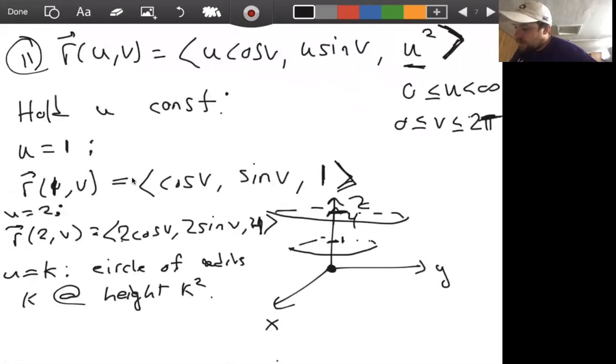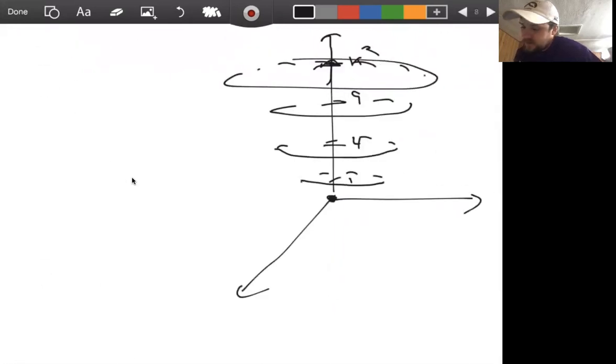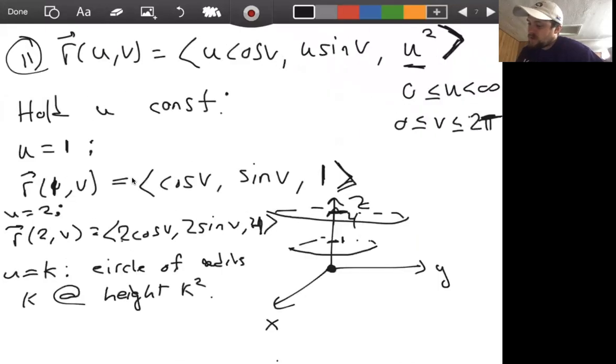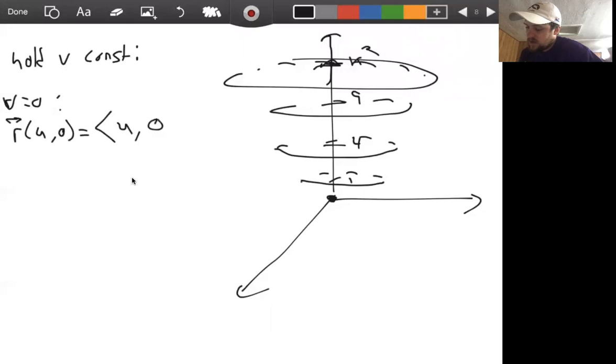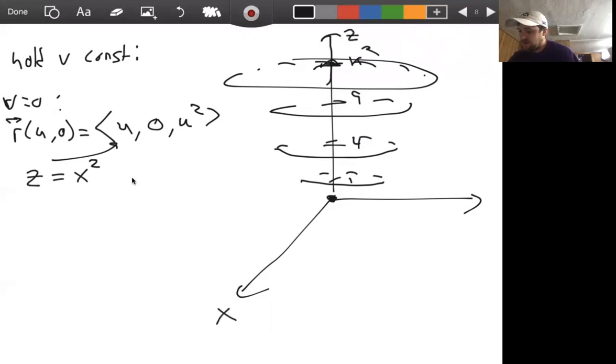And now, what if we hold v constant? So let's hold v constant. So if we had, let's say like v equals 0, well, then we'd have r of u, 0 equals, well, we have u cosine v and cosine of 0 is 1. So this would be u and then sine of 0 is 0, u squared. This is the equation z equals x squared, right? Because we have x equals u and then z equals u squared. And so that means in the XZ plane, we have a parabola.